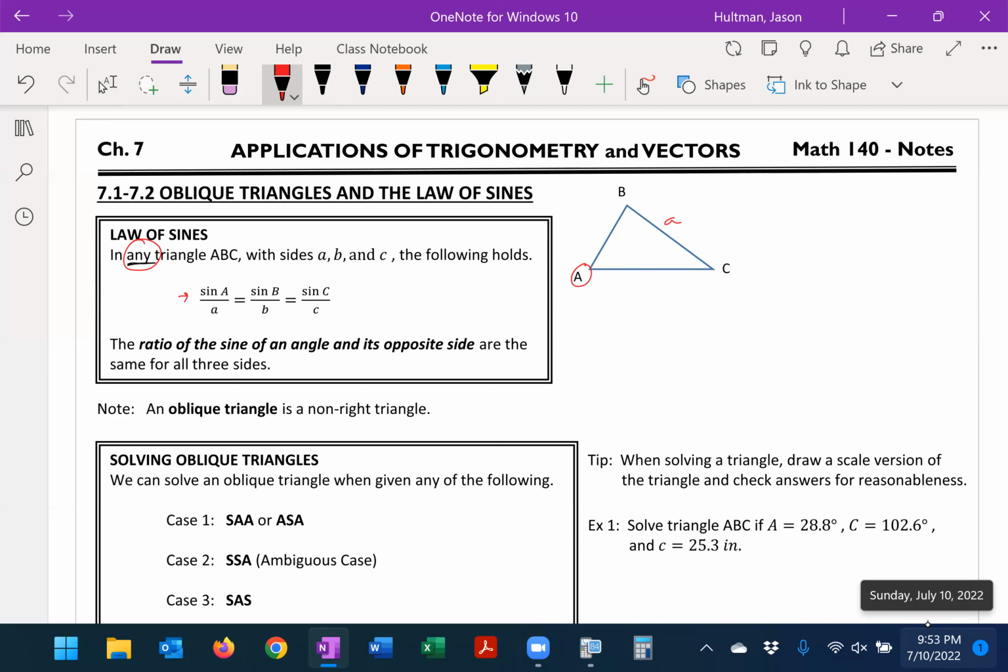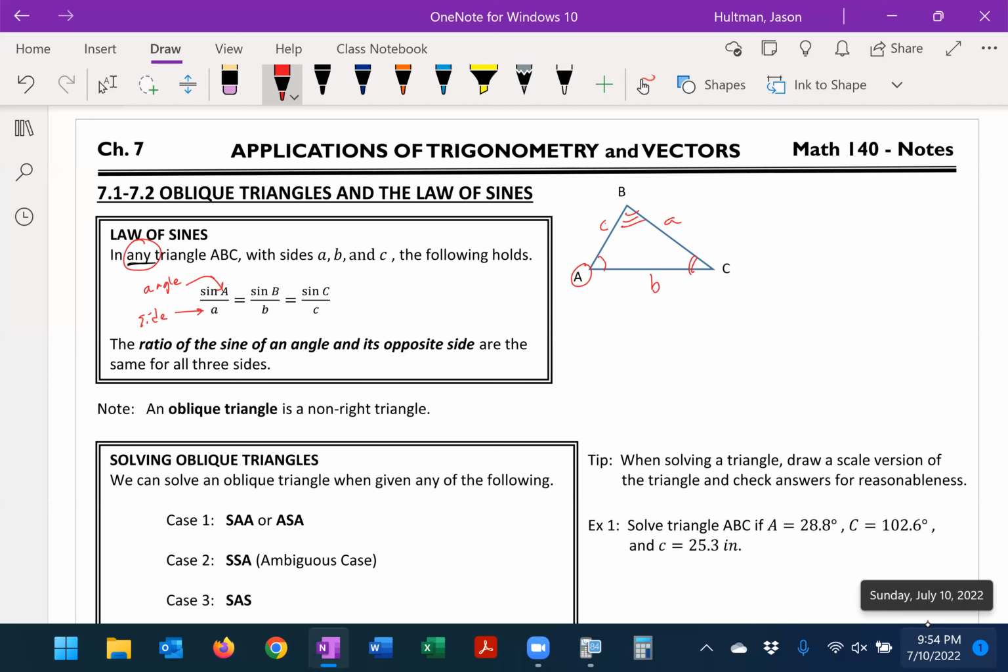So this A is an angle, and this A is a side. And they're always opposite each other. Angle A is opposite side A. Lowercase is side, uppercase is angle. It is equal to sine B over side B, which is equal to sine C over side C.